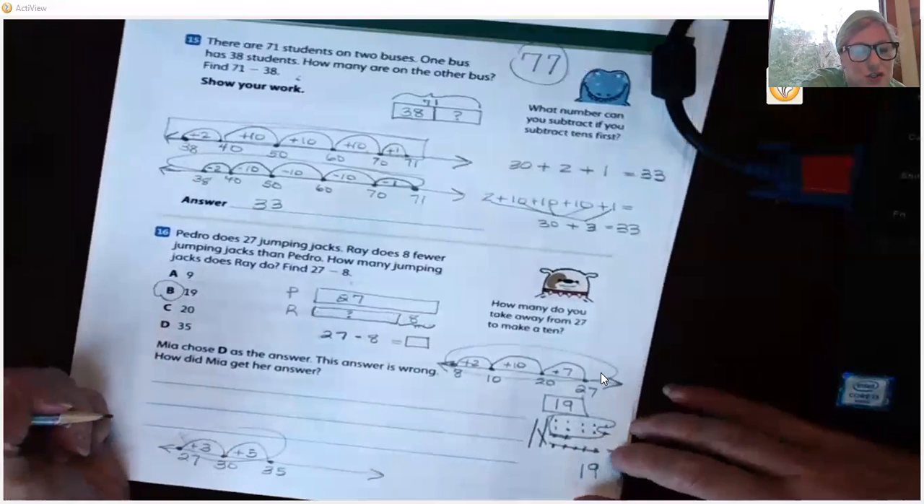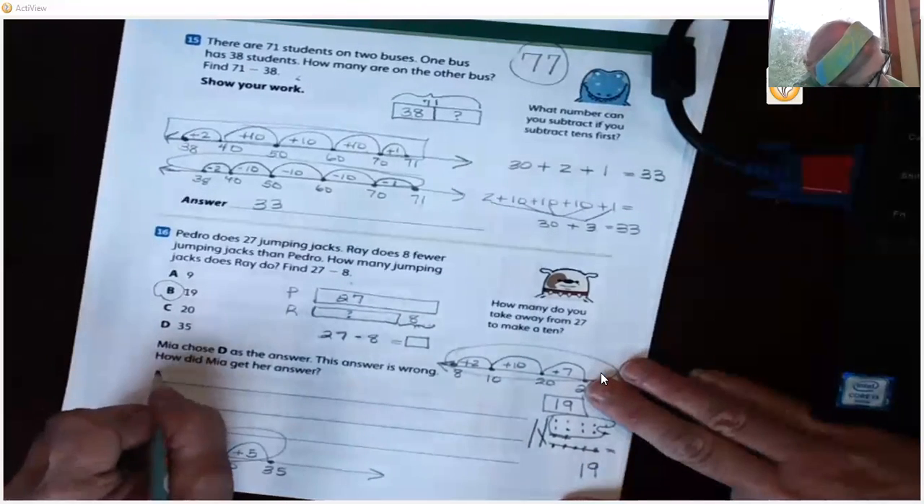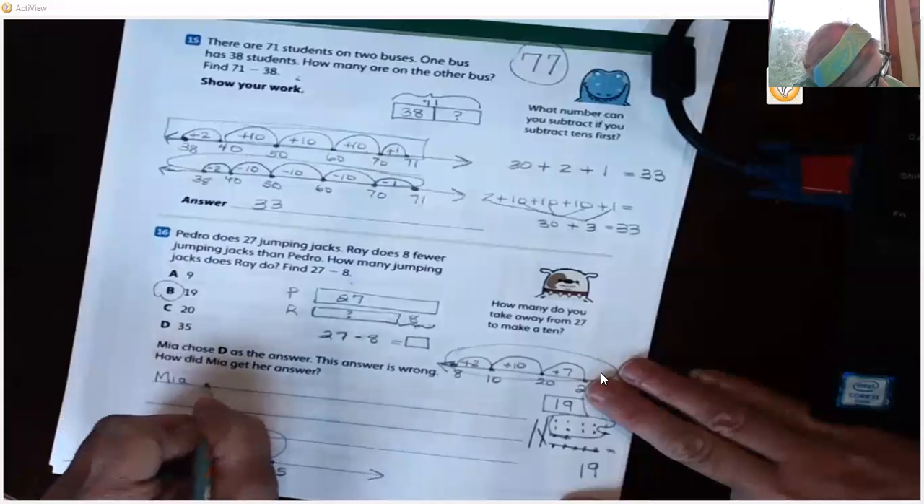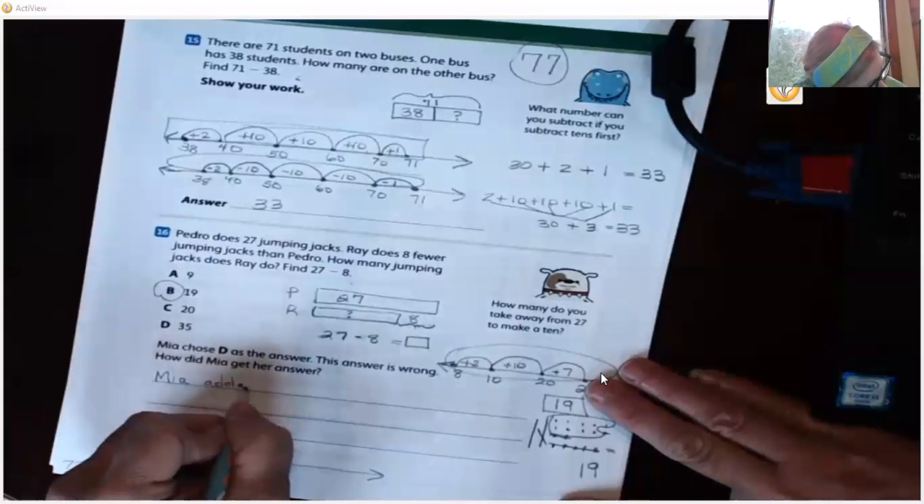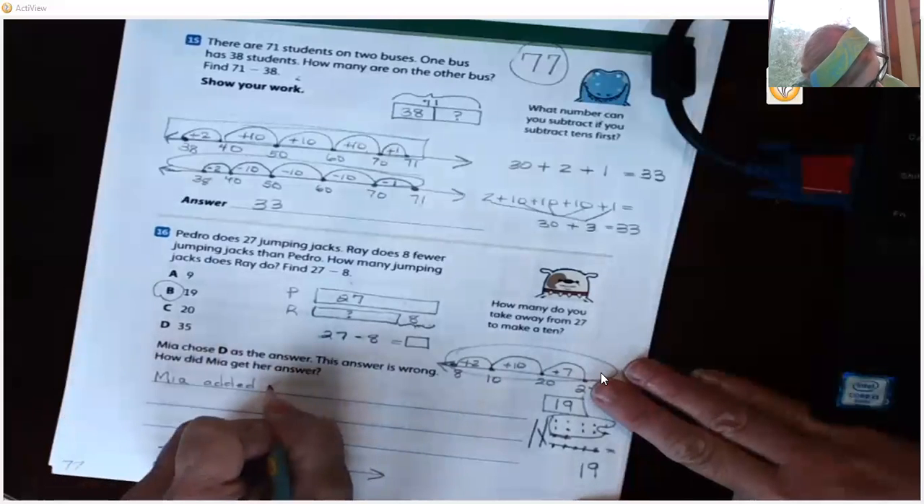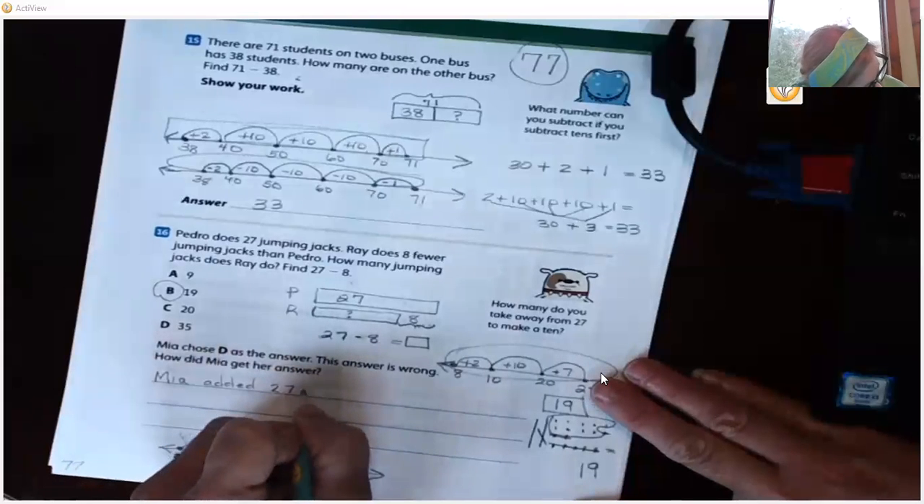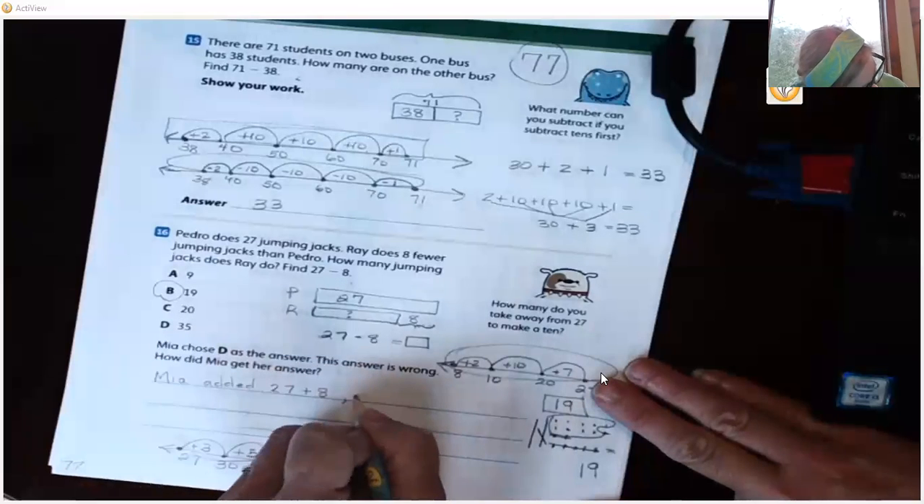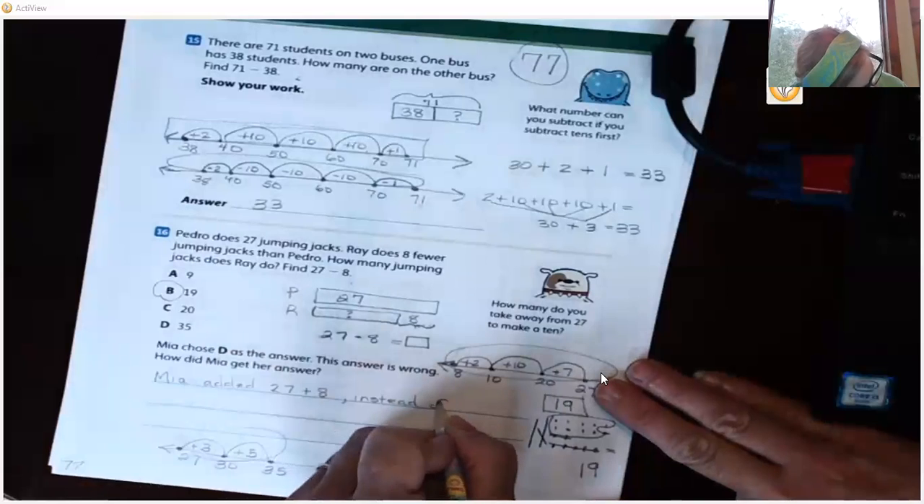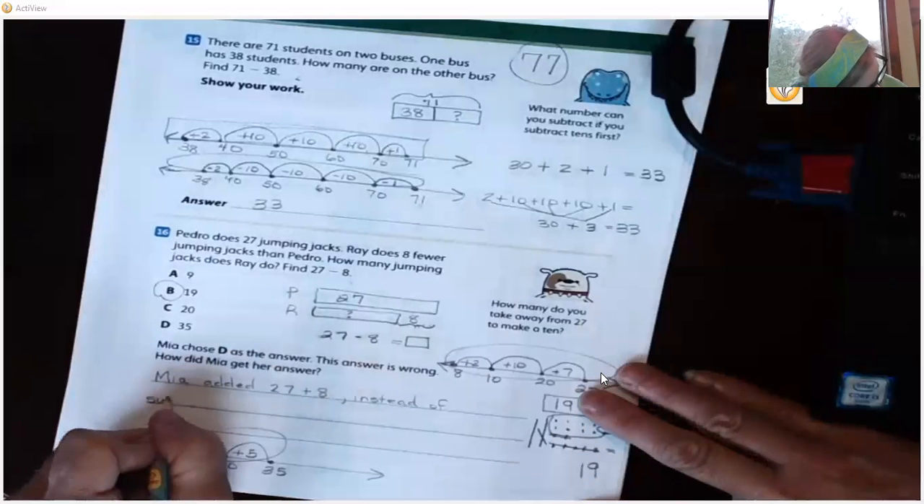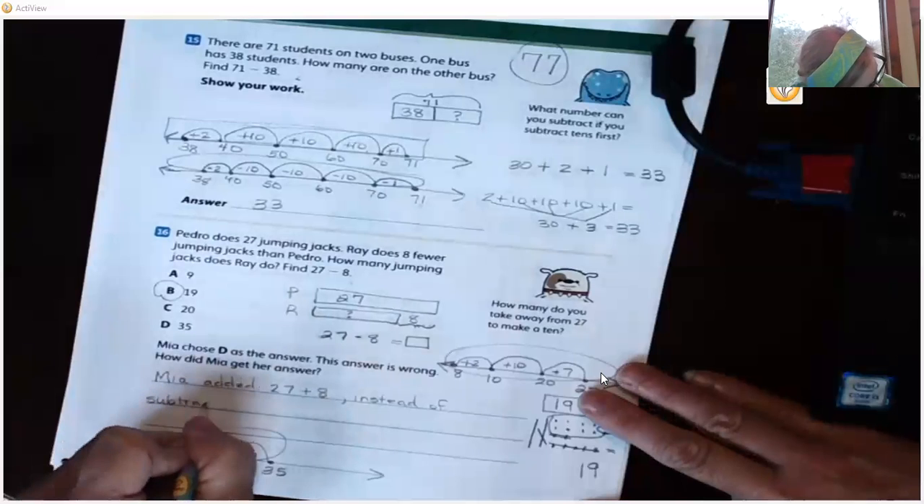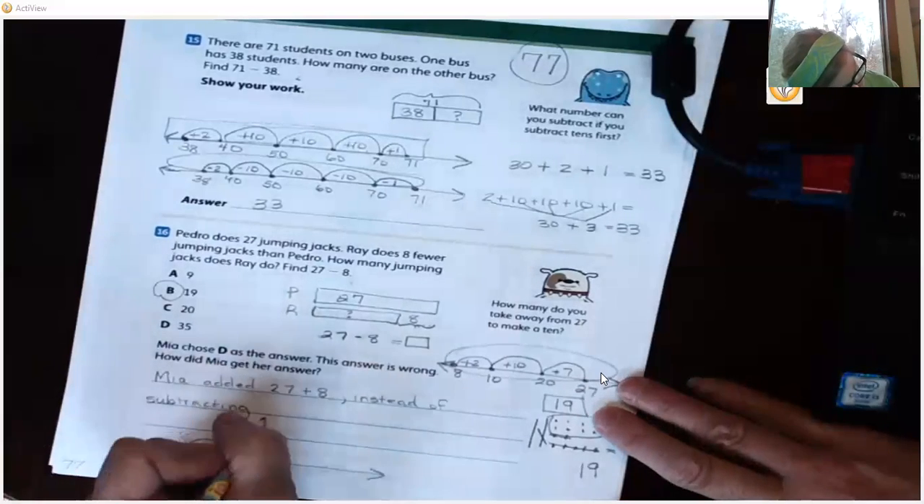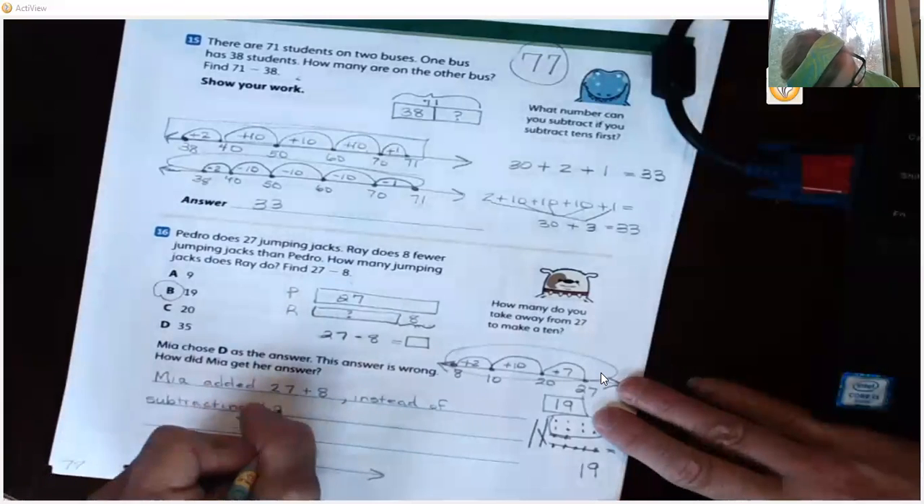So what did she do? She added. So Mia added 27 plus 8 instead of subtracting. Let's put 27 minus 8 in parentheses.